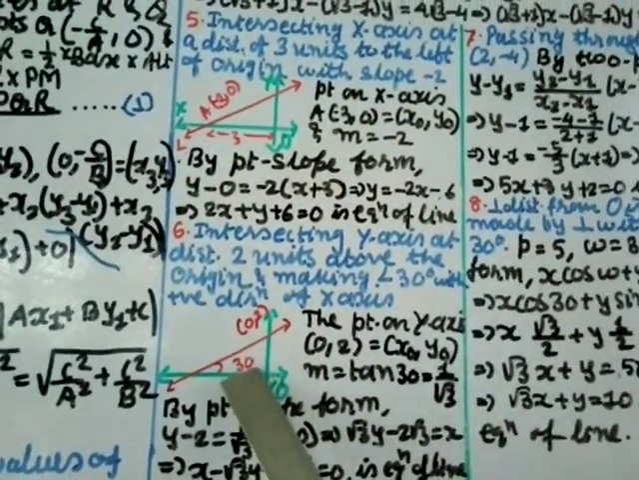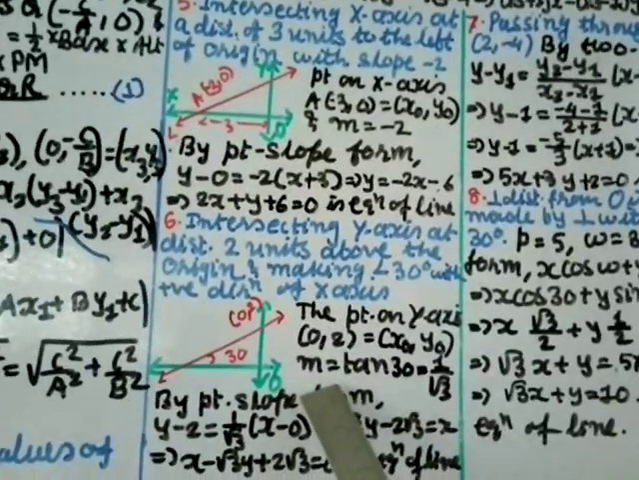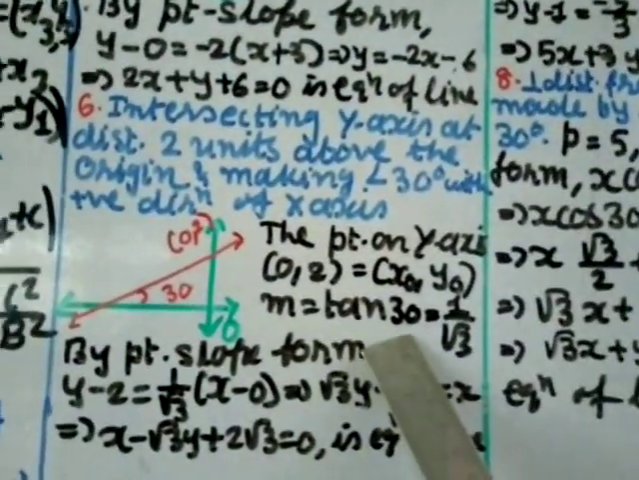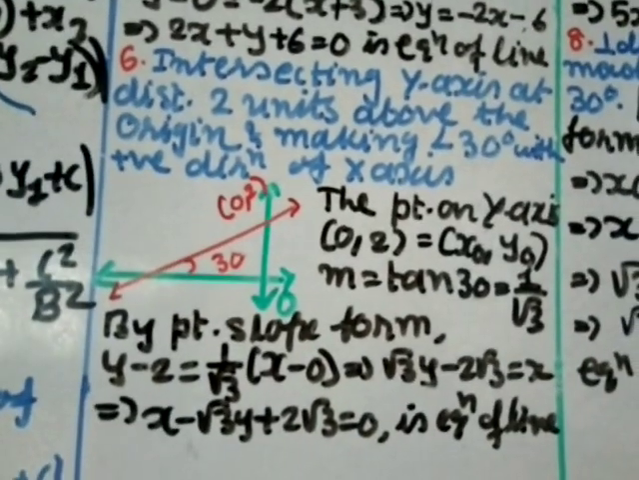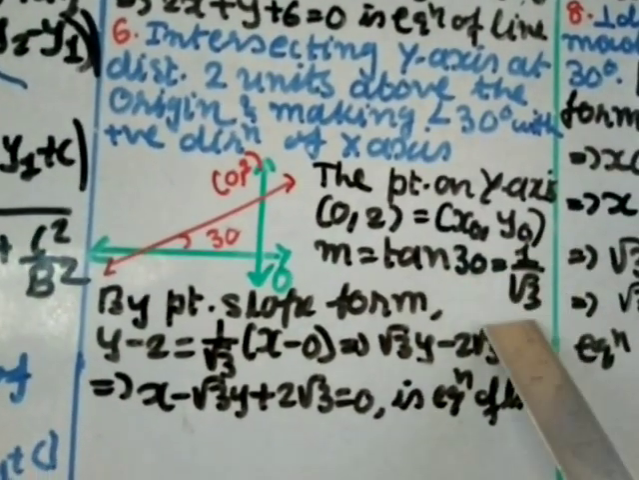So this 0, 2 is x naught, y naught. And this is 30, so I'll find the slope m: tan 30 equal to 1 by root 3. Tan 30 value is 1 by root 3. I hope you understand the coordinate of the point where the line is meeting the y-axis. Y coordinate is 2 because this distance is given to you as 2, and x coordinate is 0 because it is the y-axis. And 30 degree on the positive side of the direction, so this will be 30 degree. That means tan 30 is your slope, given by 1 by root 3.